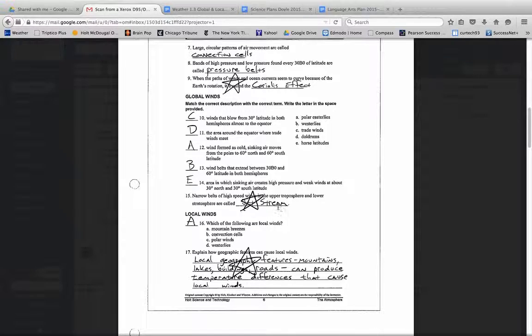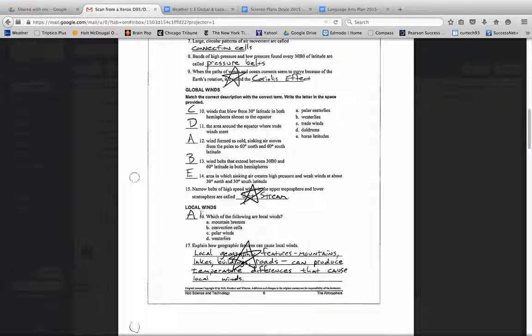And we didn't even know about it until we started flying jets up there. But it goes all the way across the globe. 16 is A, mountain breezes. That's a local wind. If you live by mountains, then you might have a mountain breeze. And 17, explain how geographic features can cause local winds.